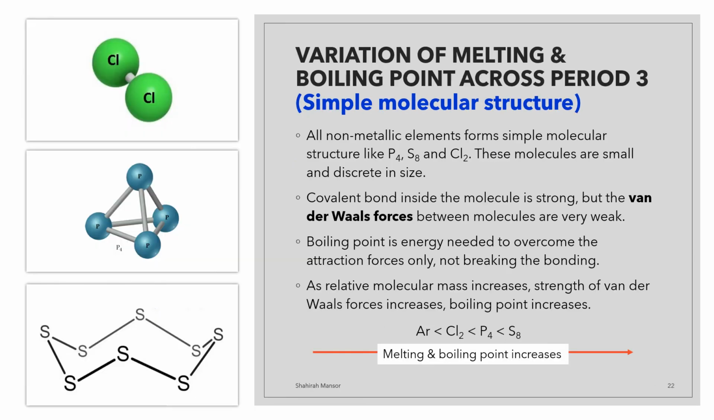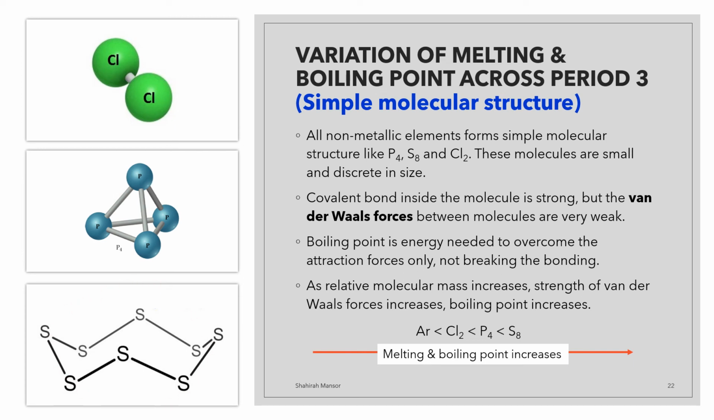And to discuss why melting and boiling point across non-metal adalah a bit inconsistent, maka kita akan tengok kepada simple molecular structure of the non-metal tersebut. So kita ada Cl, phosphorus, sulfur and argon. So Cl, atom akan membentuk Cl2. Phosphorus will be discussed dalam bentuk P4 molecule. And sulfur atom akan kita discuss dalam bentuk S8 molecule.